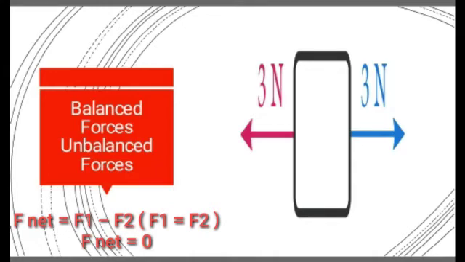Next one: parallel equal forces acting in opposite directions in the same line of action. When F1 is equal to F2, you see 3 N on both sides. So F net is equal to F1 minus F2, so the F net will be 0.